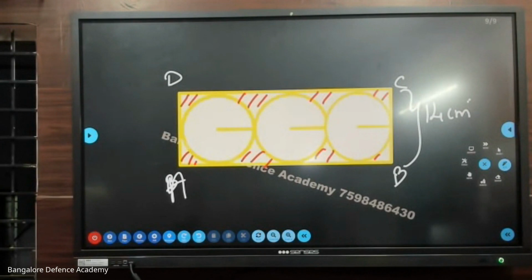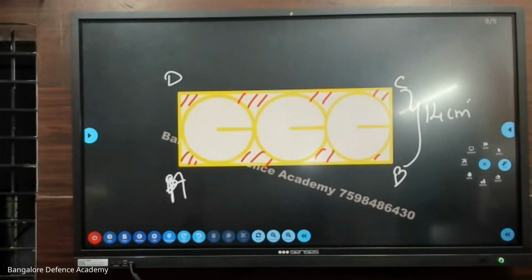The diameter of the circle is equal to the length. Then we can easily find the area. Find the area of the shaded region. I'm not going to give you marks for just shading the region.